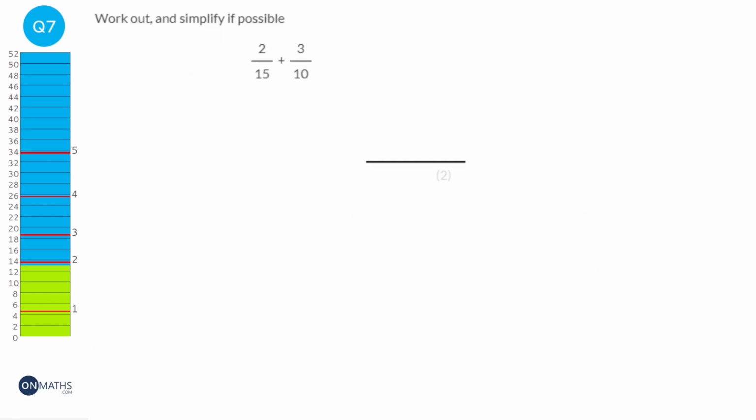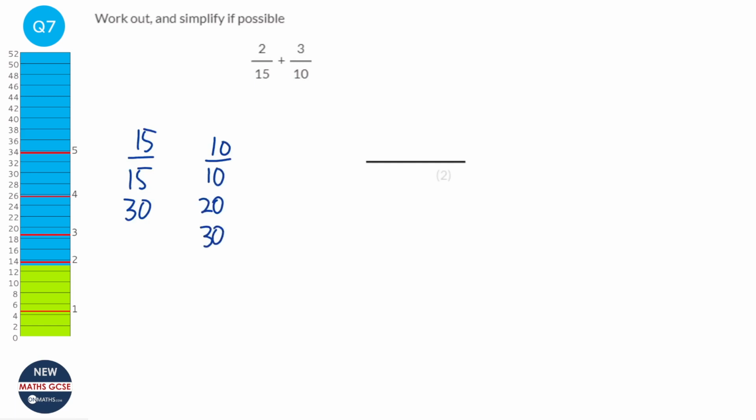These fractions have different denominators, so we need to make sure they're the same before we can add these fractions. So we've got 15 and we've got 10. So what we can do is just quickly write out the 15 and the 10 times table. And we don't have to go very far before we realise that 30 is in both of them. So we need to get the bottoms of these fractions to 30.